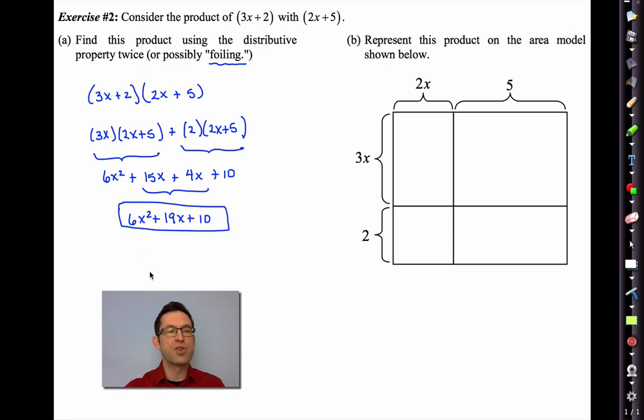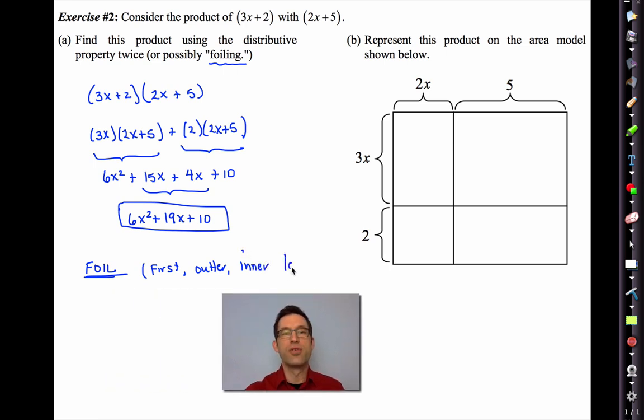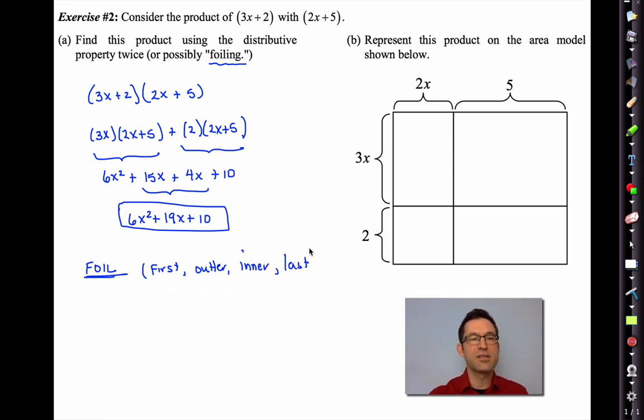Many math teachers call this process foiling. That stands for first, outer, inner, and last. Normally I wouldn't introduce something like this unless it was something that was used by lots and lots of teachers, which it is.